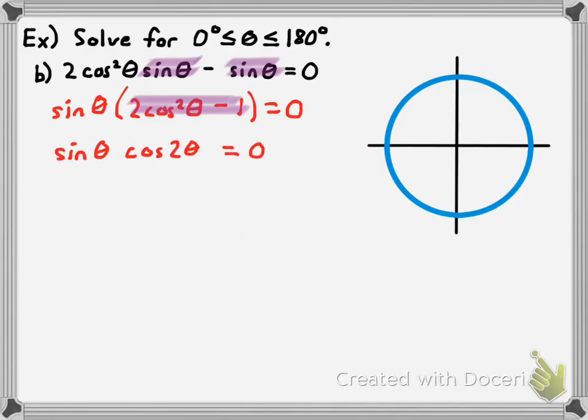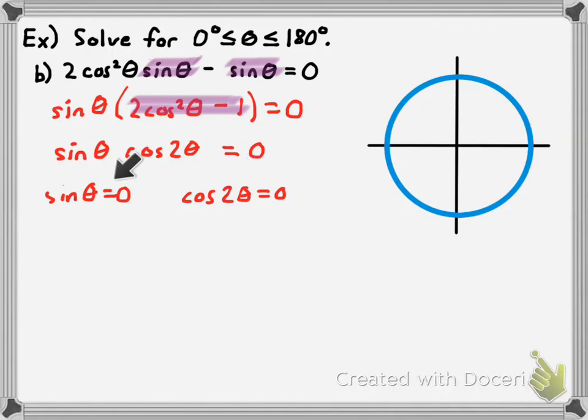All right, that's more like it. So we now just have the sine of theta times cosine of 2 theta is equal to 0. And we'll just separate each of those factors and set them equal to 0. So sine of theta is equal to 0, and the cosine of 2 theta is equal to 0. Now, kind of interesting here that in one equation we just have a theta, and the other one we have a 2 theta.